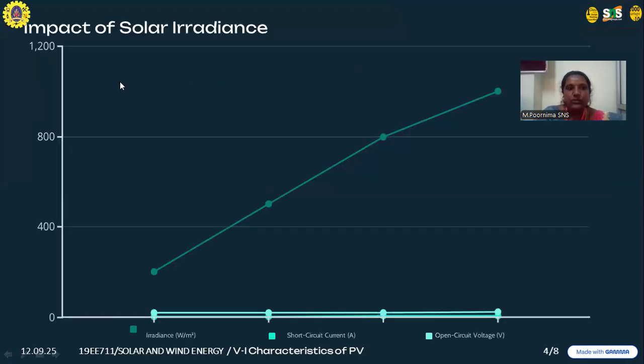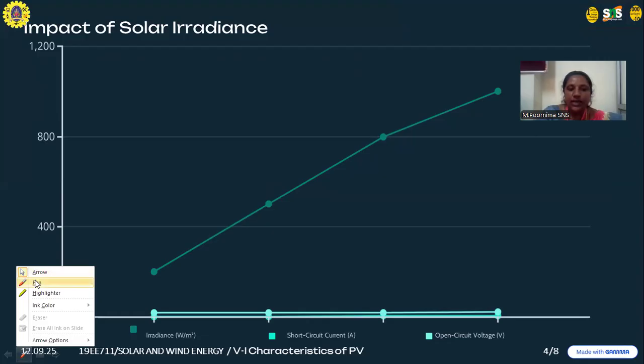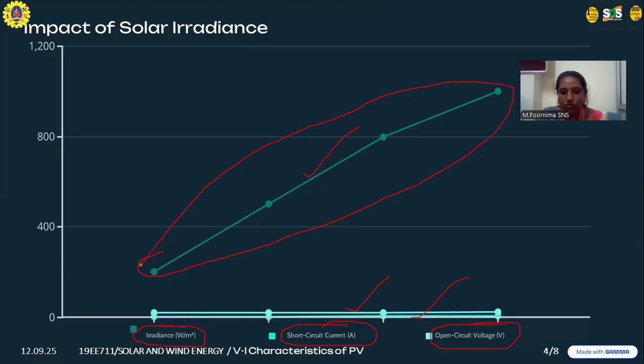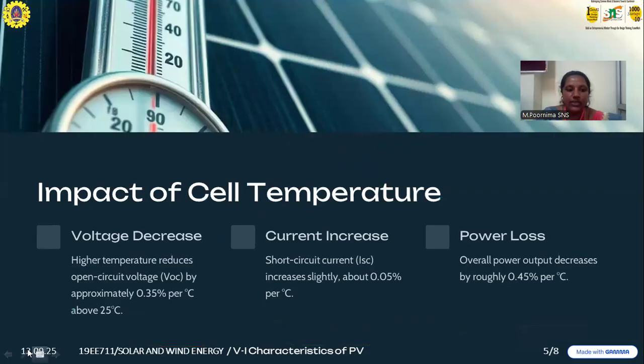Now, coming to the graph, this graph is drawn between the irradiance, short circuit current, and open circuit voltage. We have an irradiance graph with short circuit and open circuit points. Here we can see a clear picture of the impact of solar irradiance. As the irradiance increases slightly, the short circuit current rises and the open circuit voltage changes slightly. Now coming to the impact of cell temperature.